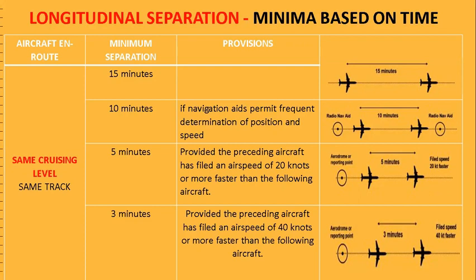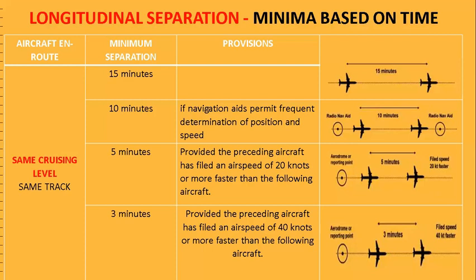Same track means both aircraft are going in the same direction, within 45 degrees plus or minus of the track of the first aircraft. The minimum separation is 15 minutes first. If both aircraft are separated by 15 minutes, they are longitudinally separated. In the second case, this minimum separation can be reduced to 10 minutes, provided we have radio navigation aids with which we can determine frequent position and speed of both aircraft, so that the minimum separation of 10 minutes will not be infringed.